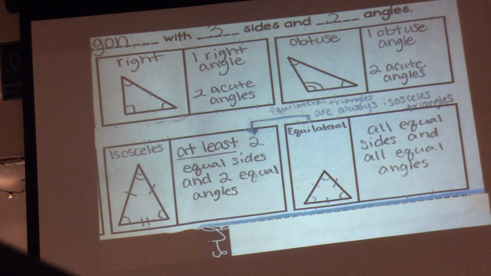So we're saying isosceles has to have at least 2 equal sides, right? But an equilateral triangle has to have all sides equal. So an isosceles triangle is not always equilateral because it's not going to always have 3 equal sides. But an equilateral triangle will always be isosceles because to be an equilateral, you have to have 3 equal sides, right? And to be an isosceles, you have to have at least 2 equal sides. If you have 3 sides that are equal, you for sure have 2.